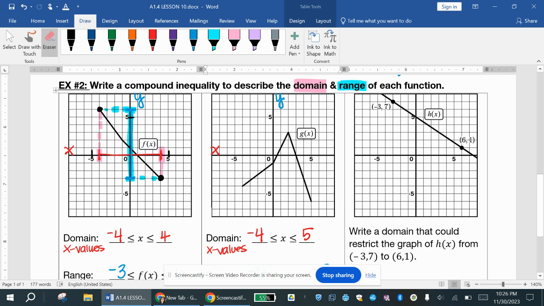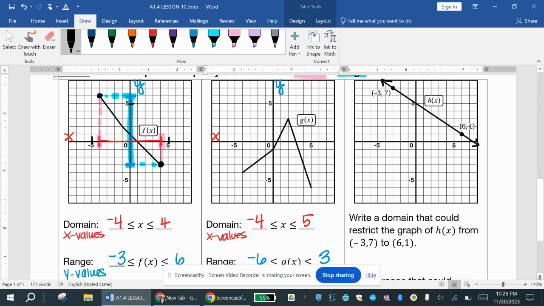So they want us to write a domain that would restrict this line. Remember, lines are infinite. So right now this line goes forever to the left and forever to the right, okay? We want to restrict the domain, right? Restrict means to cut it so that the domain is from (-3, 7) to (6, 1). So we're focusing in just on this chunk, okay? We don't want the domain to include all the other points that are on the line except for those.